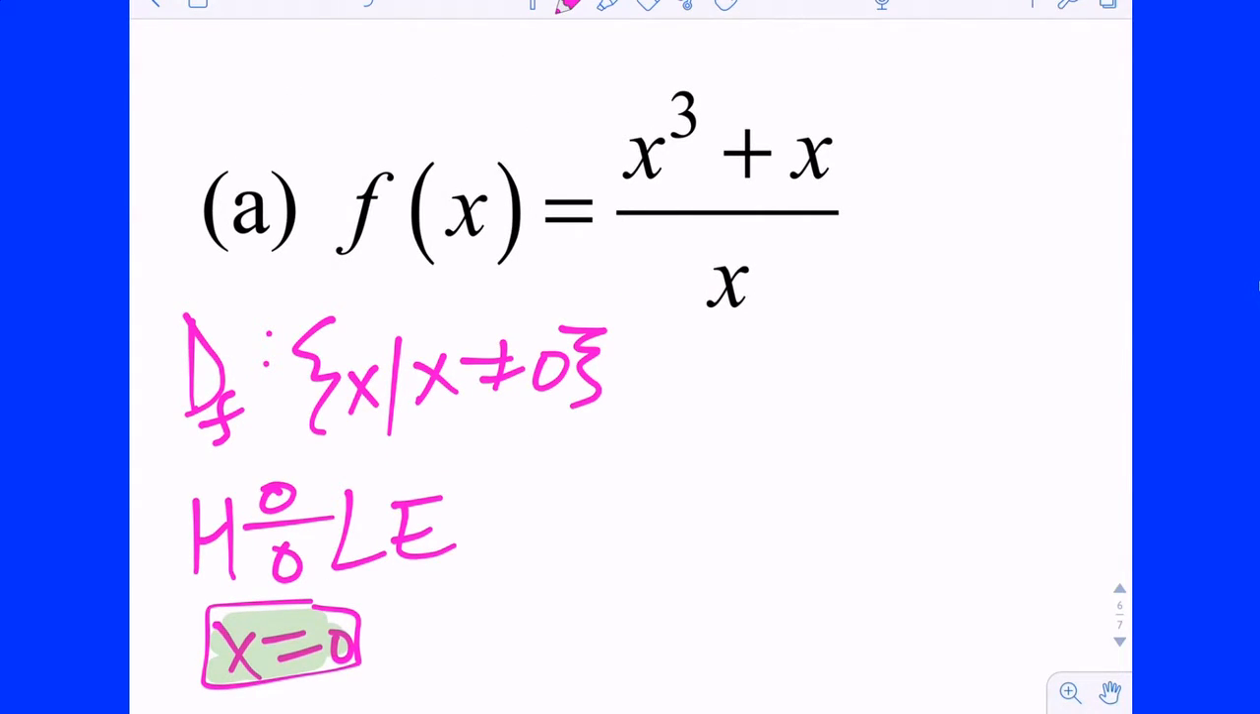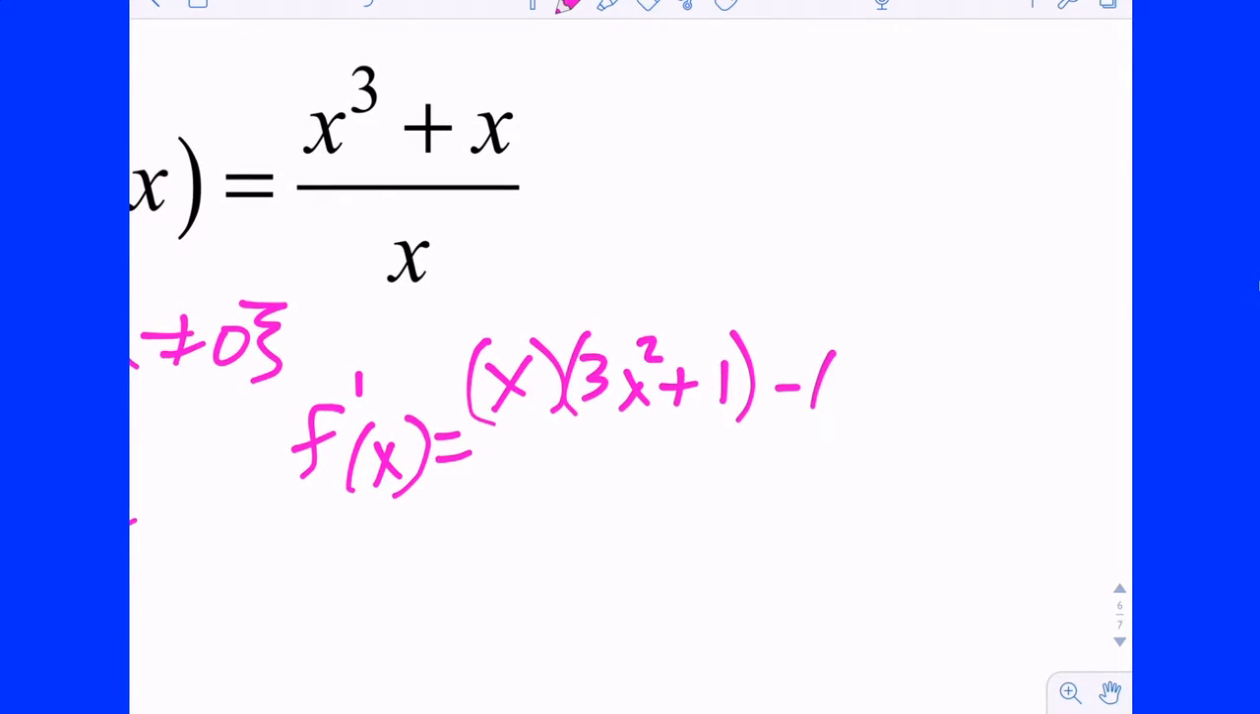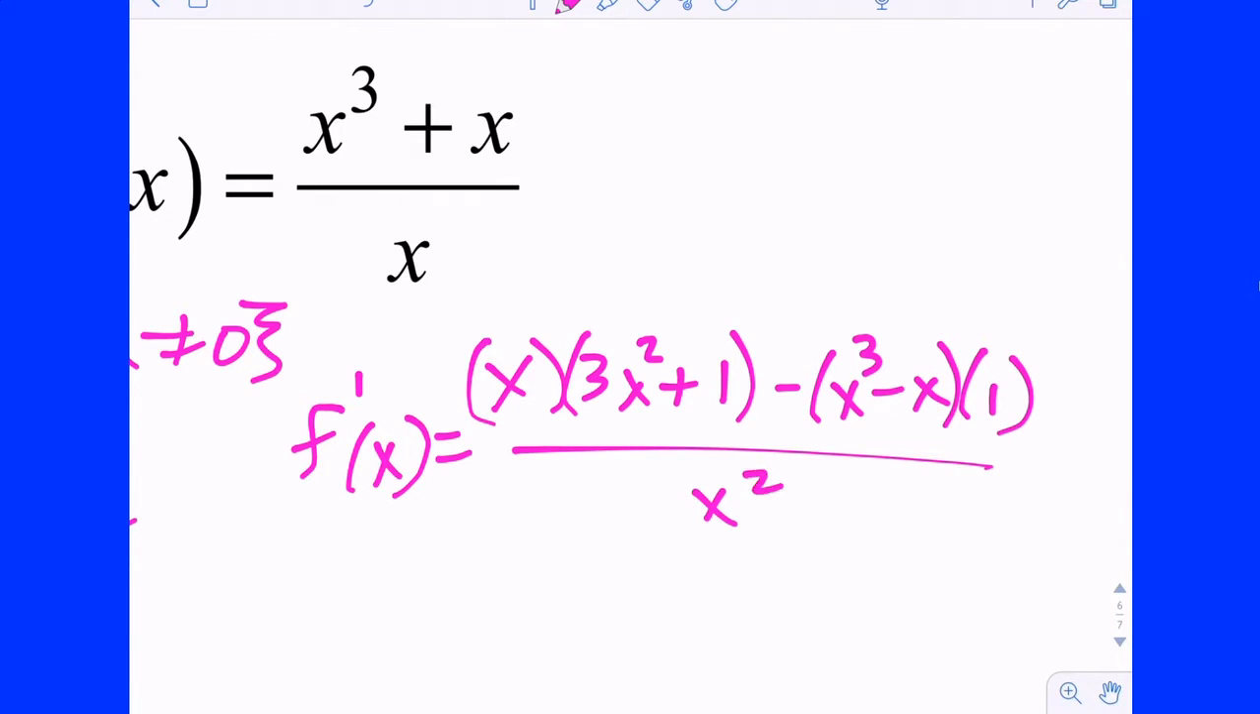We need to find critical values. How do you want to take the derivative of this? You want to use the quotient rule, or do you want to split it up and use the power rule? Both methods work. I would go quotient rule because if I split it up into the power rule, then I'm going to have two terms, and I'd rather have it as a single termed fraction if I'm going to have a fraction at all. And remember that the quotient rule preserves that. So here we go. Lo d hi is 3x squared plus 1. Hi d lo is 1. All over lo squared.